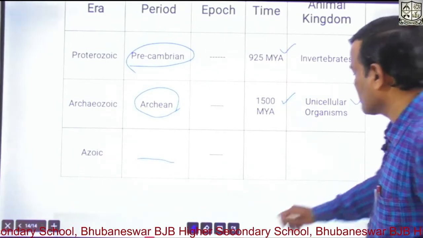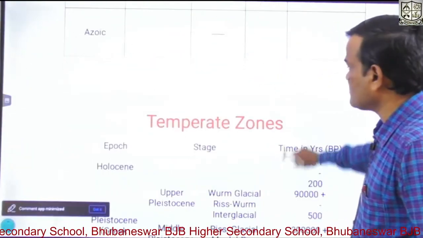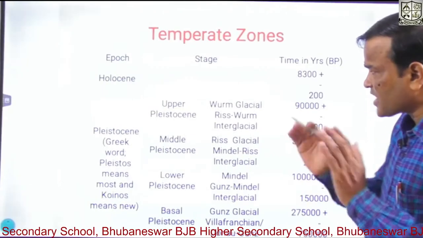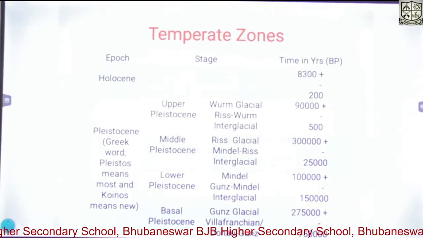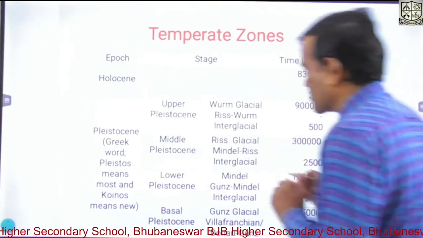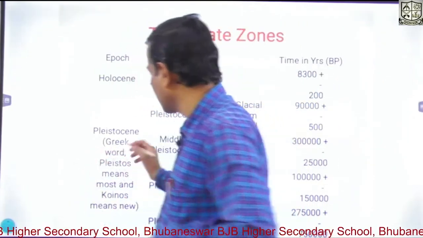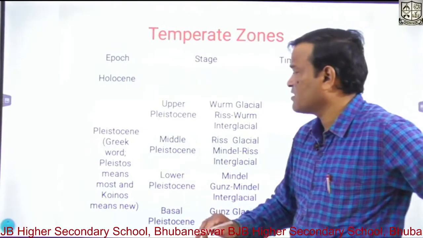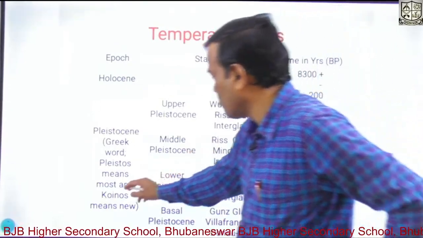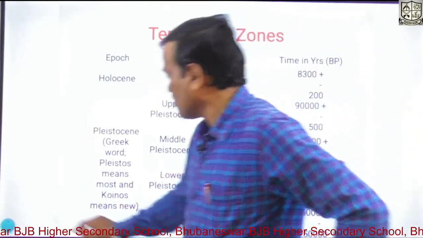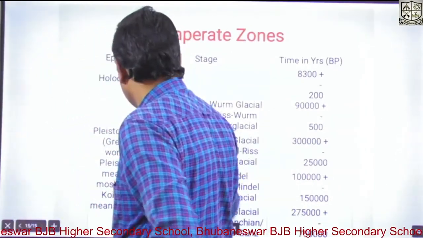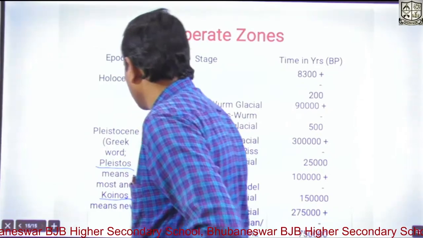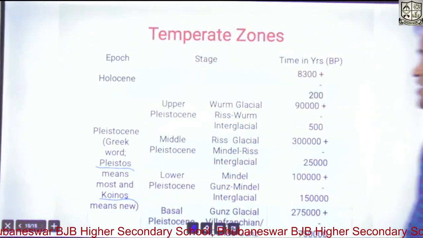Then, this time scale also provides the division of the Pleistocene epoch into various divisions. The name is derived from the Greek word Pleistos, meaning most, and Os, meaning new. So Pleistocene means most new.